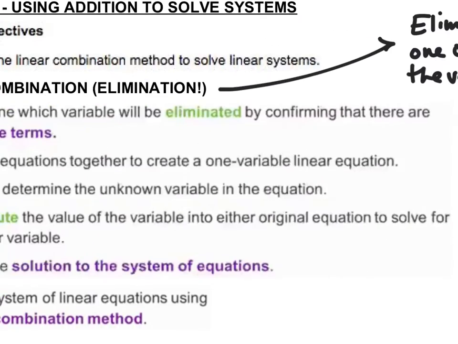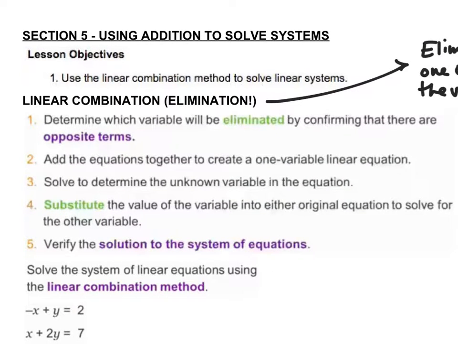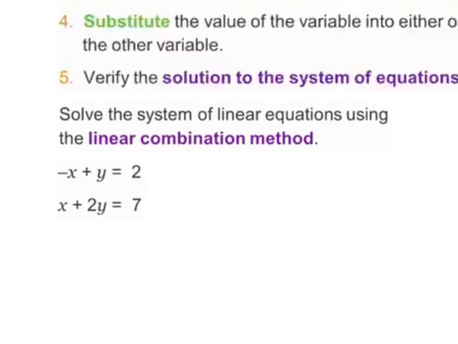All right. So let's just read through this list. This list does tell you how to do this. So we want to determine which variable will be eliminated by confirming that there are opposite terms. Add the equations together to create a one-variable linear equation. Solve to determine the unknown variable in that equation, and then substitute that variable that you just found into the original equation and solve for the other variable. Verify the solution in the system of equations. So here's what we've got.